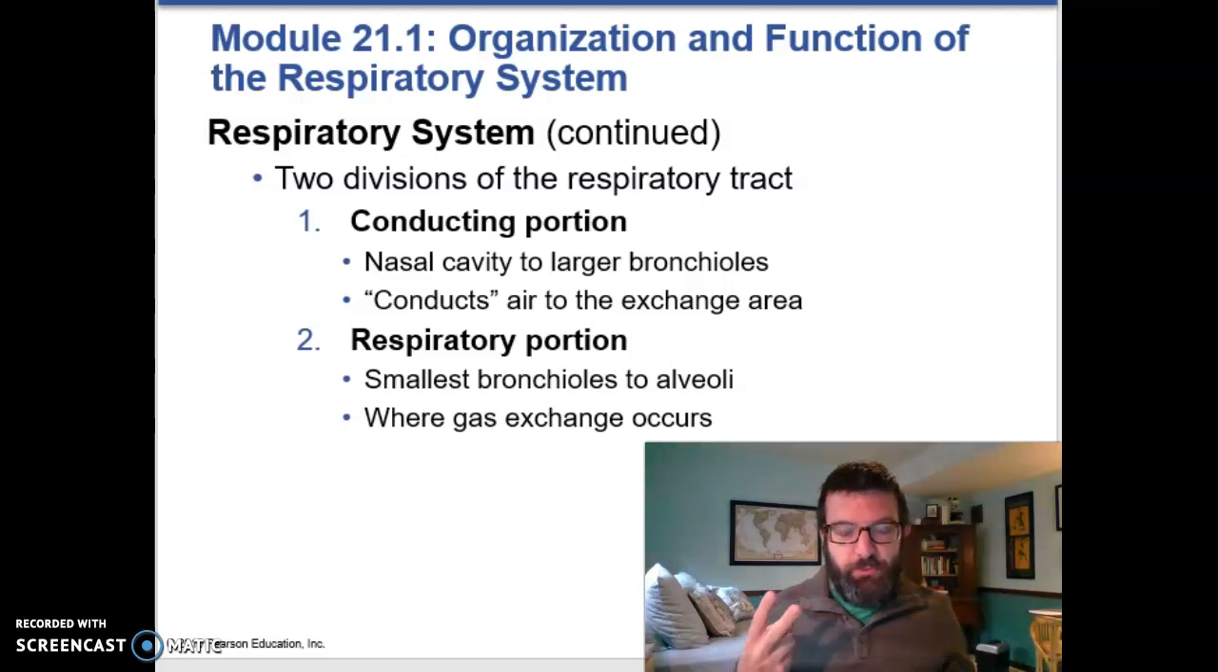And the second is the respiratory portion. And the respiratory portion is the part of your respiratory tract where you actually have diffusion of oxygen from your lungs into your blood and CO2 from your blood back into your lungs. This is where we have structures called alveoli, which are made of simple squamous epithelium, which allows you, again, to have some exchange of gases.